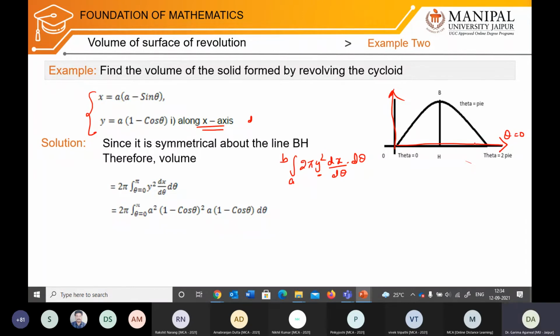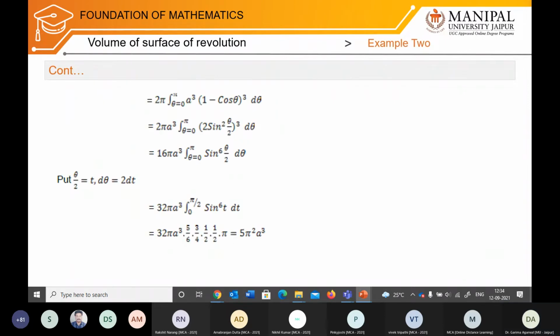So here theta is 0, here theta is pi by 2. If I take the entire circle, we'll get again here theta is equal to 2 pi. So this curve lies between theta is 0 to 2 pi. So instead of taking limit 0 to 2 pi, I took limit 0 to pi and multiplied it by 2, right? Then we substitute the value of y square, then we substitute the value of dx by d theta and integrate it, right?